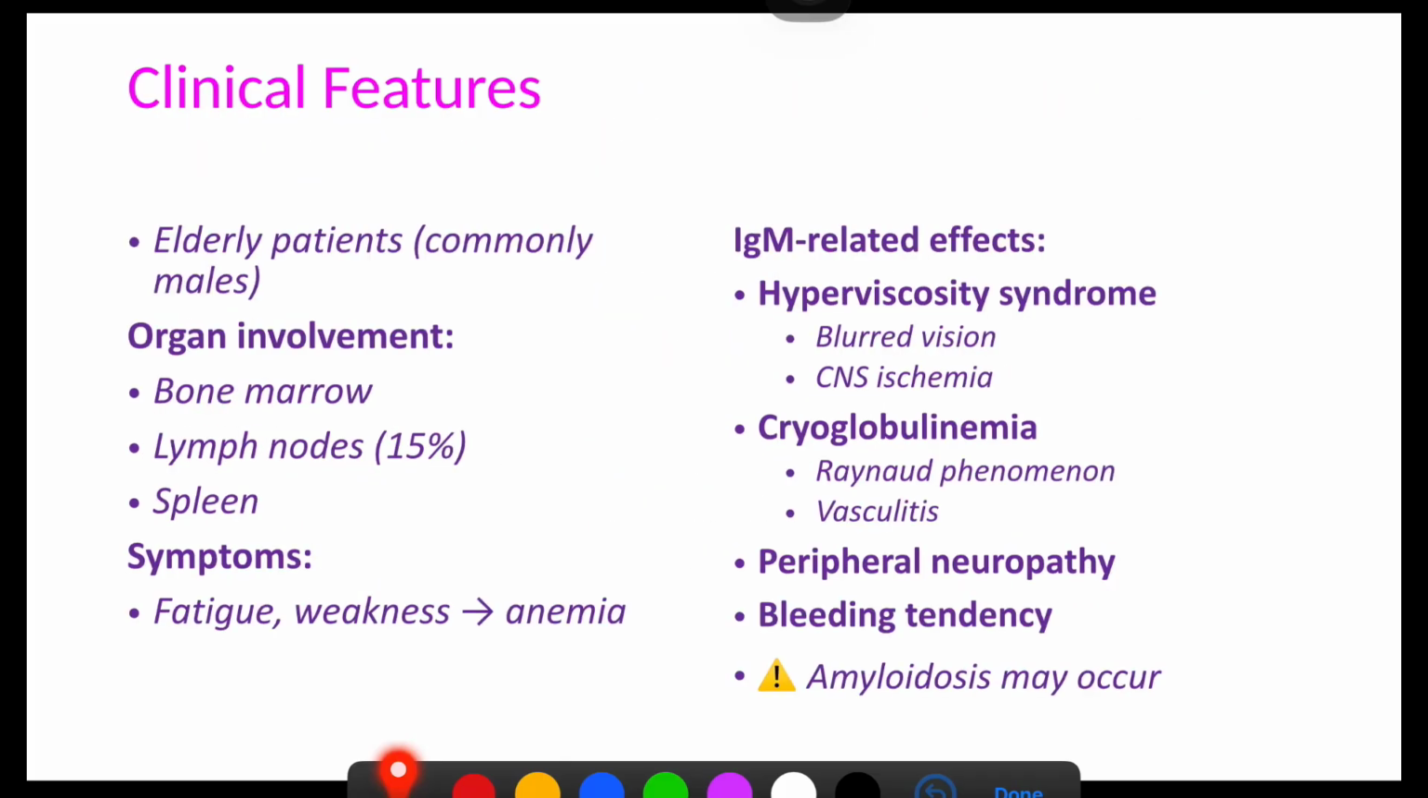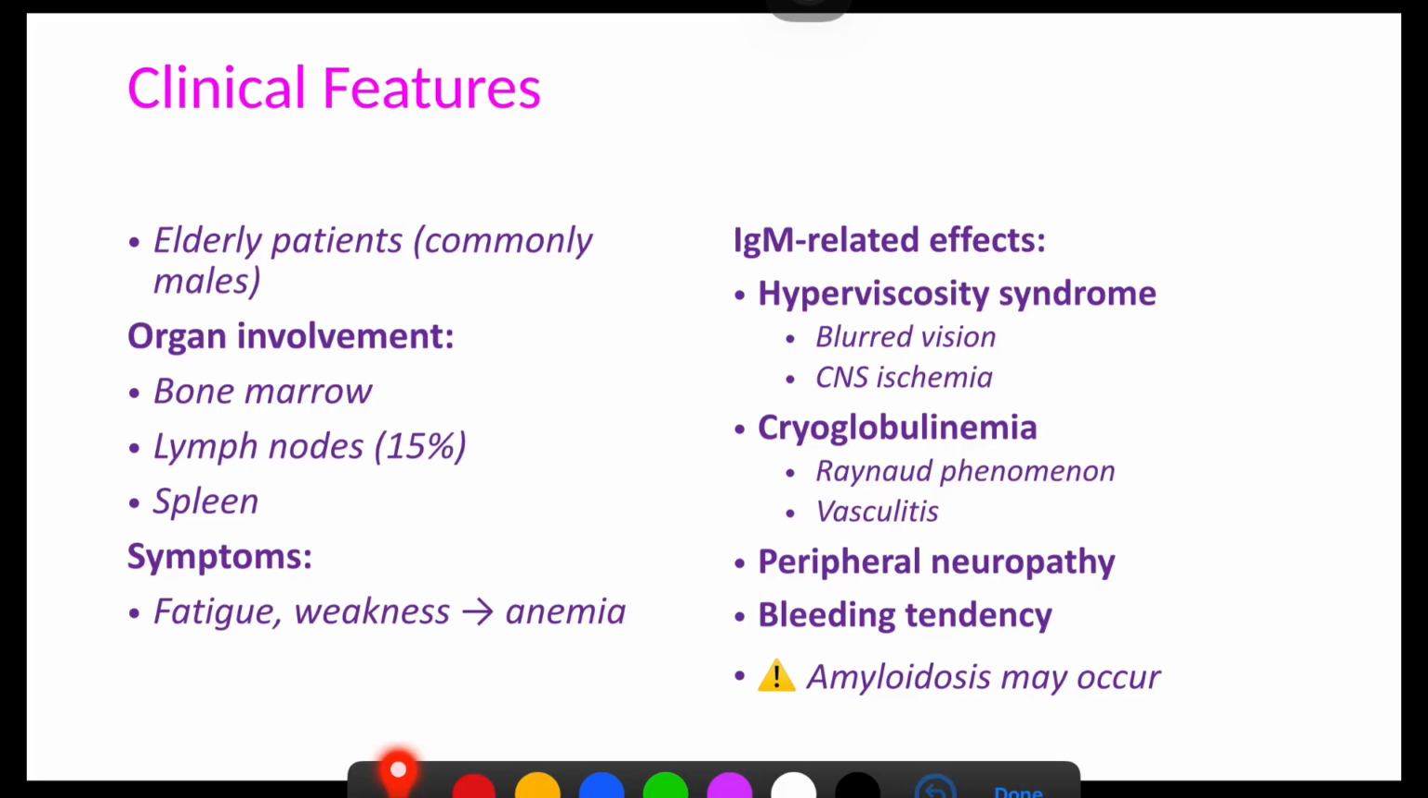So, classically elderly patients, males are affected, organ mostly bone marrow, in 15% lymph nodes are involved and spleen, symptoms fatigue, weakness and anemia. IgM related effects which show first is hyperviscosity syndrome. So, patient present with this type of symptoms like blurred vision and CNS ischemia.